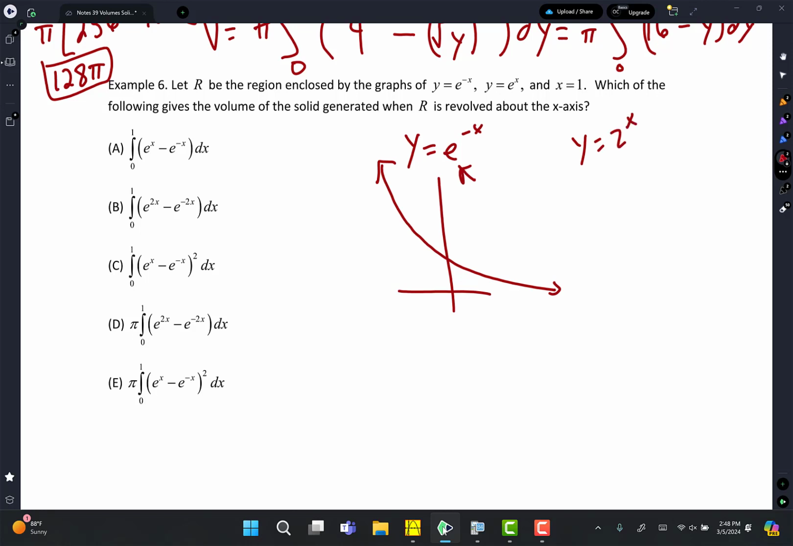E is a number like 2, well, it's 2.71. But if I raise it to the negative x, what does that mean? That means 1 over 2 to the x. As x gets larger, the denominator gets larger, and 1 divided by a big number approaches 0. So as x gets larger, I'm getting closer and closer to the x-axis. Does that make sense?